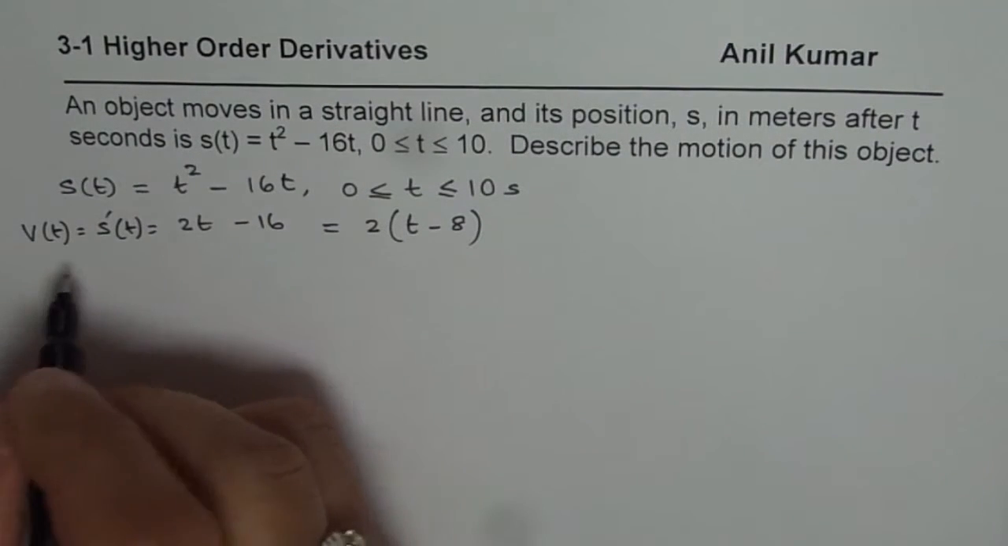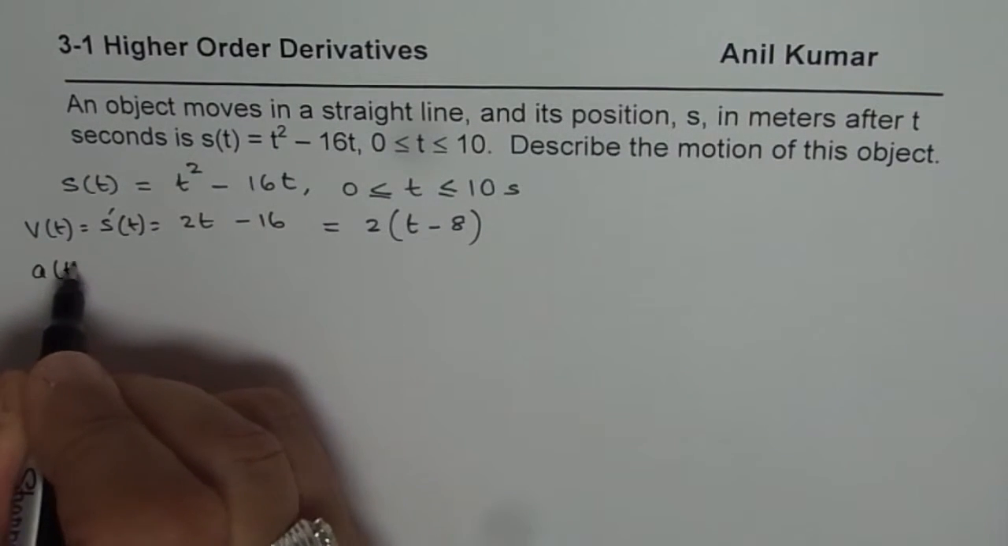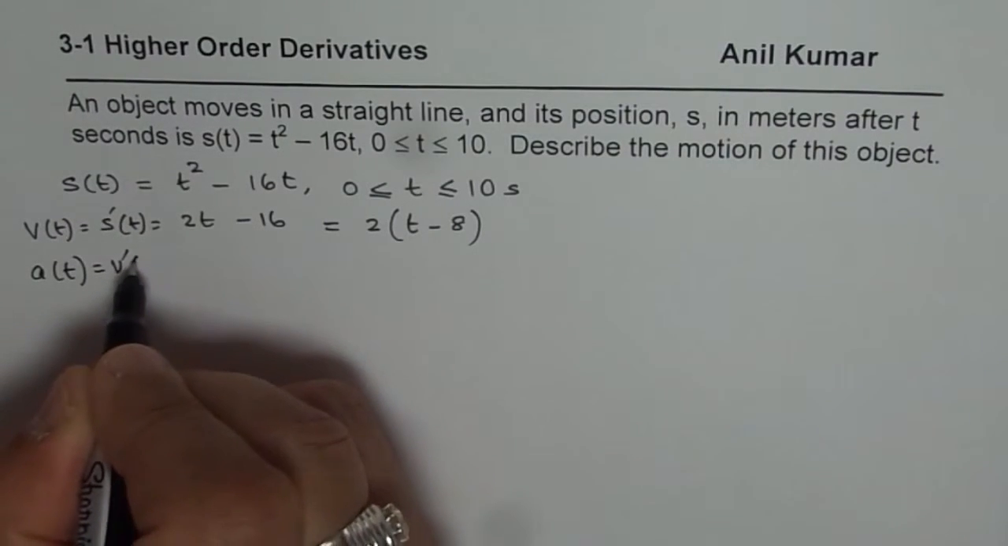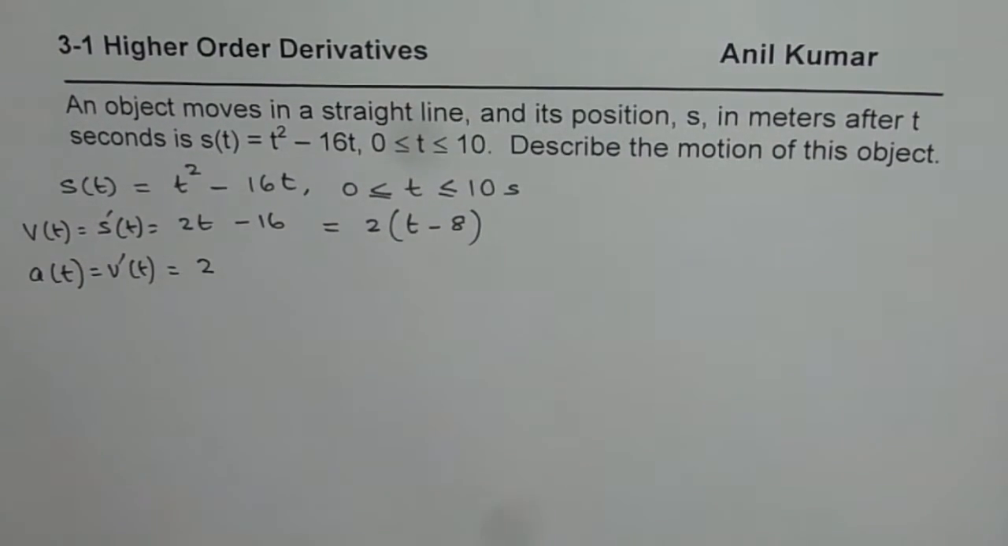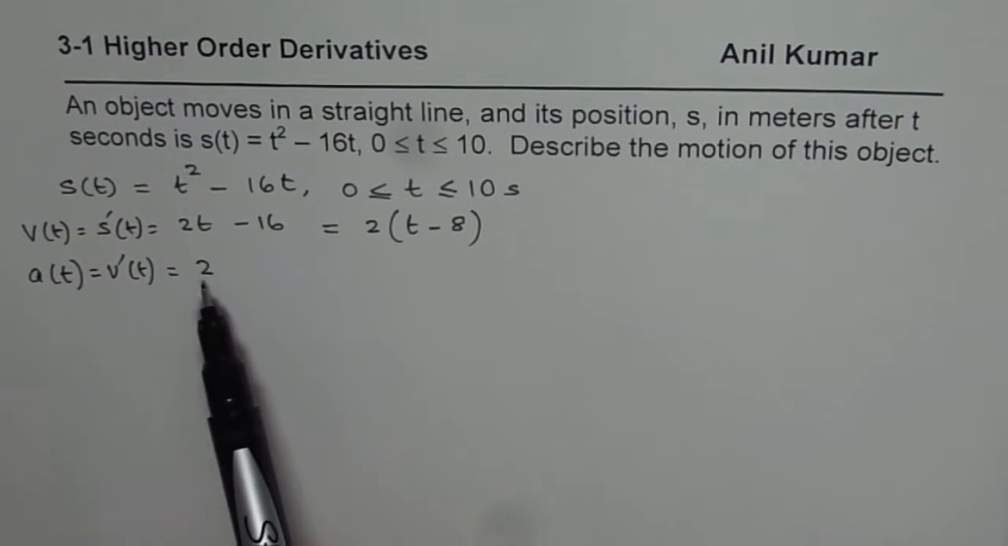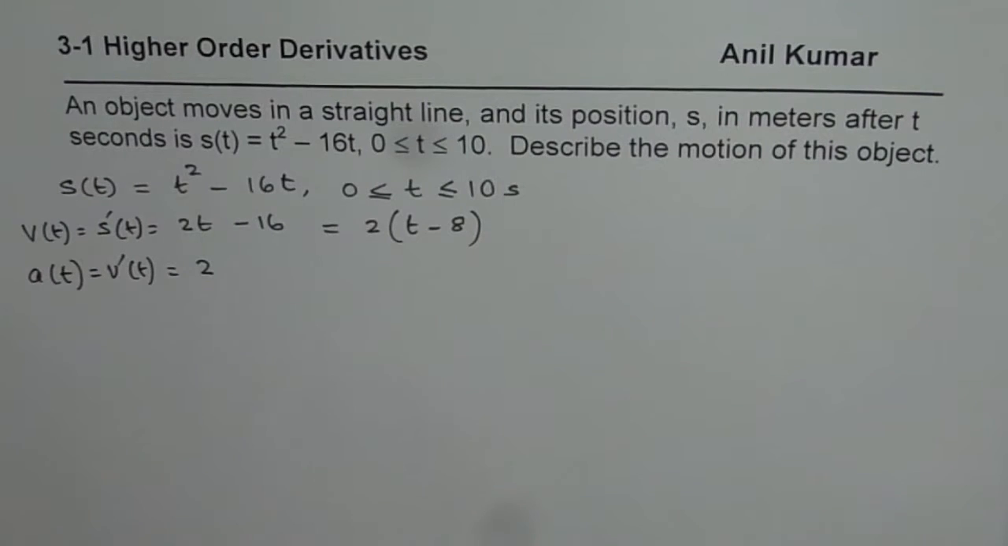Okay. Let's also find acceleration. So acceleration is the derivative of velocity. So that is 2. What we notice here is that the acceleration is constant. It's always 2 during this period 0 to 10, right? Now we'll analyze velocity and see how to describe this particular displacement.